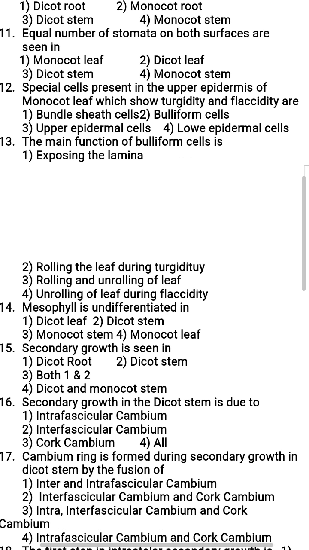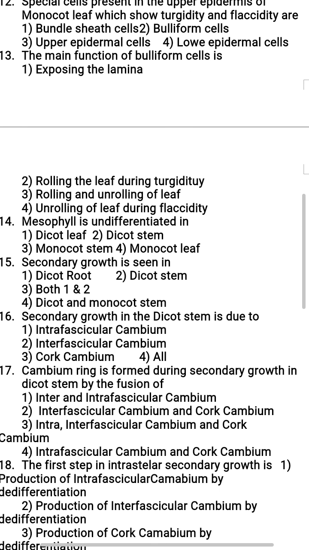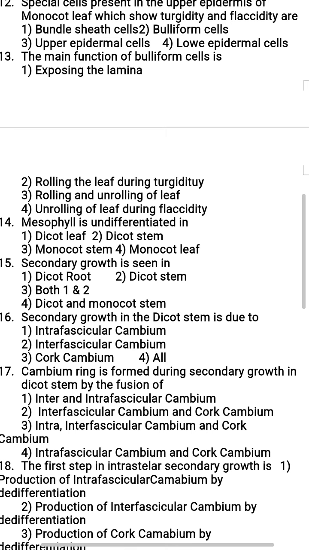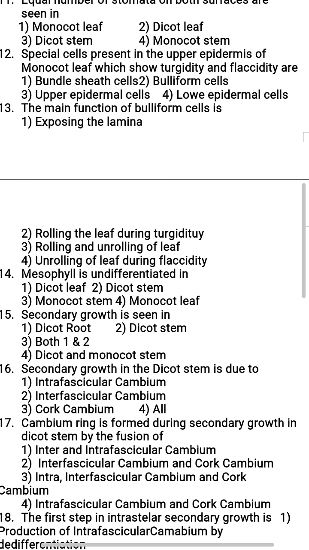13th question. The main function of bulliform cells is option 1, exposing the lamina, option 2, rolling the leaf during turgidity, option 3, rolling and unrolling of leaf, option 4, unrolling of leaf during flaccidity. So the correct answer for this question is option 3, rolling and unrolling of leaf. So how is it possible? Let's see. Just now we had a discussion for the above question, 12th question. Same explanation I just wanted to give you again.